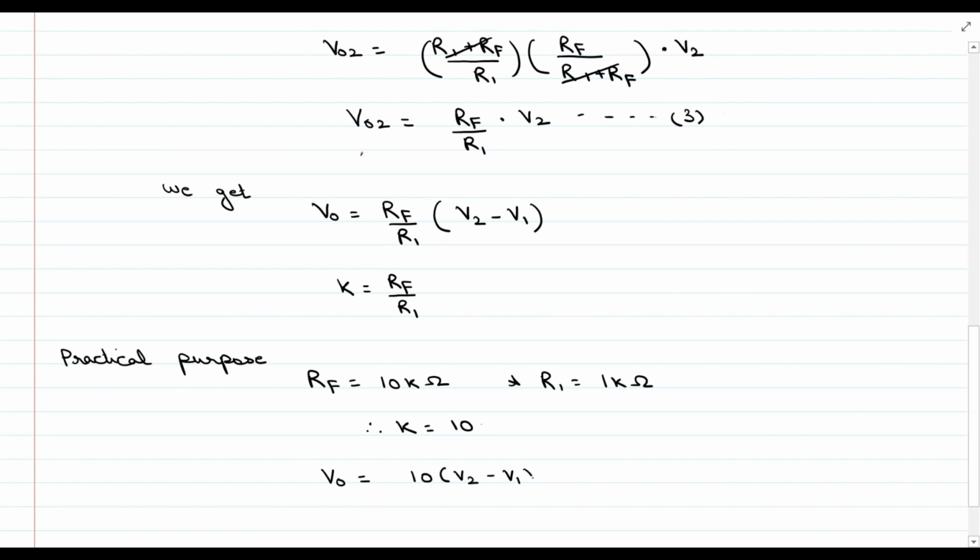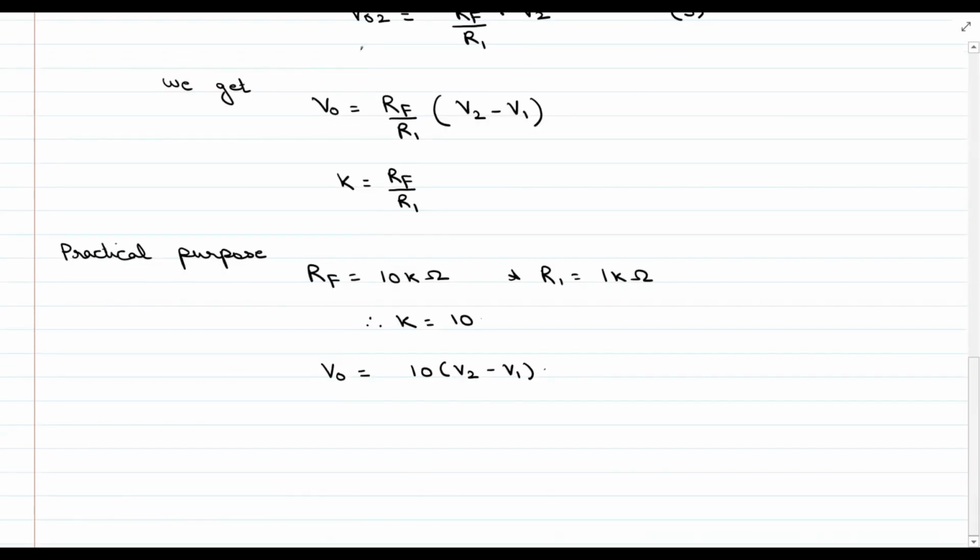Now we will be taking two sets of readings. For first set of reading, let V1 is equal to 4 volts and V2 is equal to 2 volts. Therefore, output theoretically should be equal to 10 times 2 minus 4, which is minus 20 volts.